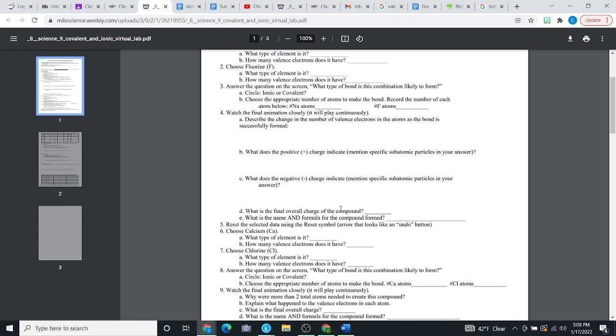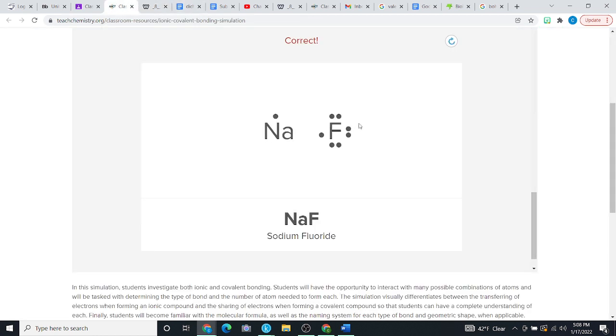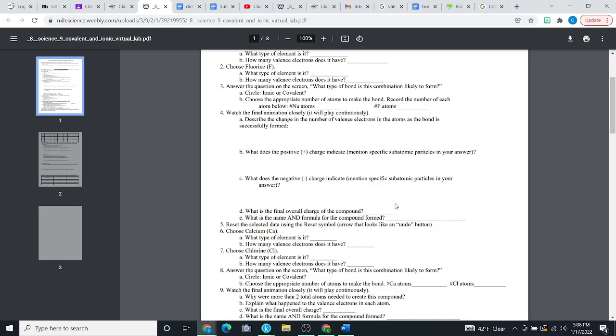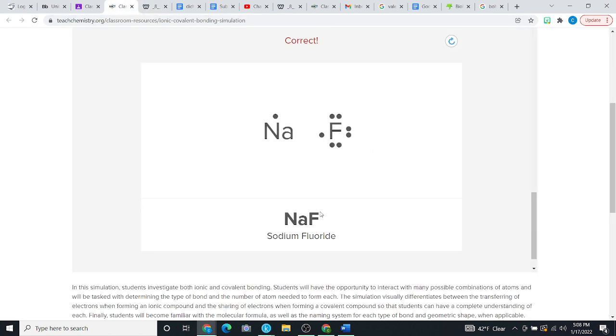So what is the final overall charge of the compound? Well, let's look. Here we go. +1, -1. The overall charge is 0. And that's what we want. We want our charge to be 0. Okay, so overall charge is 0. What is the name and formula? Well, they will give that to you right here. The formula is NaF, and the name is sodium fluoride.